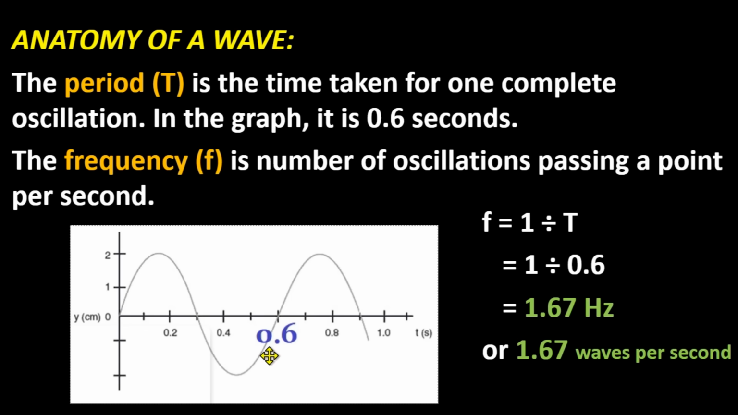And from the graph here, we can see that 0.6 seconds will be the period of the wave. The frequency is the number of oscillations passing a point per second, basically how frequently the oscillations occur. So in this case, we can calculate the frequency of the wave, and this will be 1 divided by the period. So this will be 1 divided by 0.6 seconds, which is equal to 1.67 hertz. This means that for every second that passes, there will be 1.67 waves, or 1 2/3 waves.